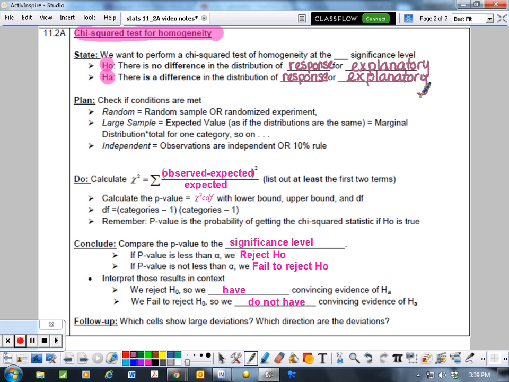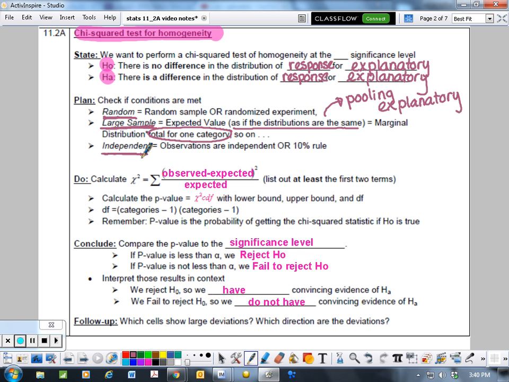We then check our conditions. We have our random condition, either a random sample or a random assignment in an experiment. Then we do our large sample condition, so our expected values. We take that as if the distributions are the same, so we're kind of pooling those explanatory groups together. That gives us our marginal distribution. Then we multiply that by the total for each category, and that gives us those expected values. And then, of course, we have the independence condition.